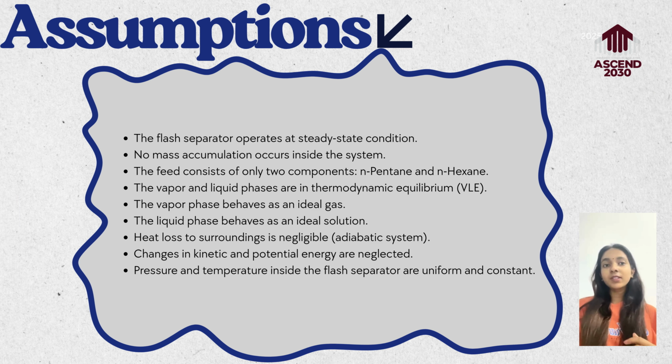Next, we make several assumptions to simplify the analysis. We assume that the system is operating at a steady state with no accumulation in the flash drum. The mixture consists only of pentane and also hexane, and the vapor-liquid phases are in equilibrium. The vapor phase behaves as an ideal gas while the liquid phase is treated as an ideal solution. Based on these assumptions, Raoult's law is applied for the VLE calculation. We also assume there's no heat loss to the surroundings and negligible changes in kinetic and potential energy.